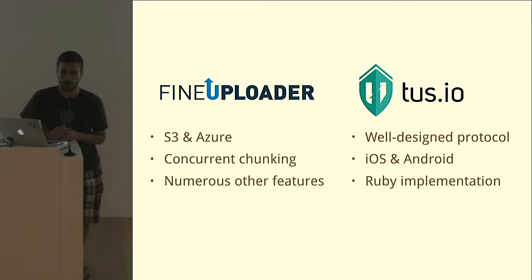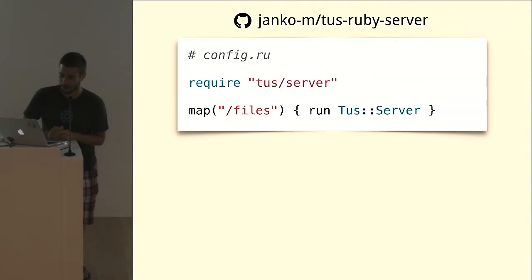Which one of these to use is really dependent on your situation. For me personally, if I control both the client side and the server side, I would probably go with FineUploader. But if I'm making a JSON API and I want to also expose a resumable upload protocol, I would definitely go for TUS.io. For TUS.io, there was a Ruby implementation when I first looked at it, but it was outdated and it wasn't really easy to change. So long story short, I made my own, because I wanted it to support the whole protocol and the latest version.